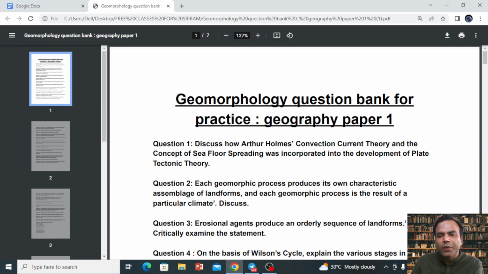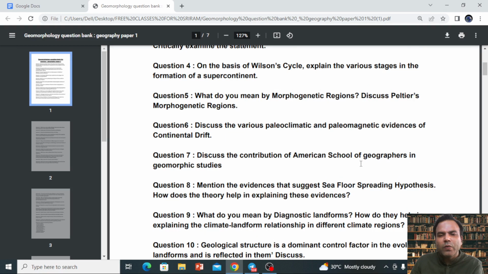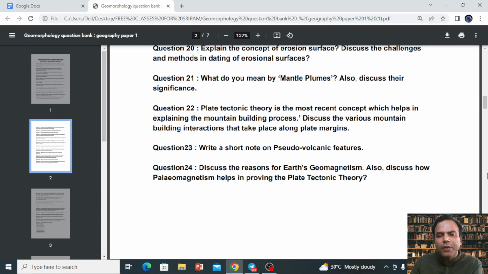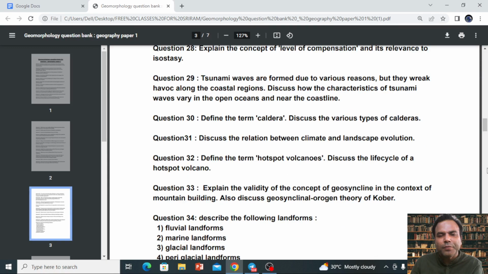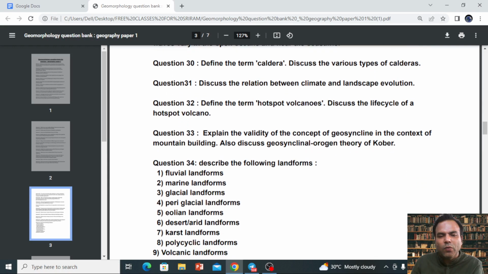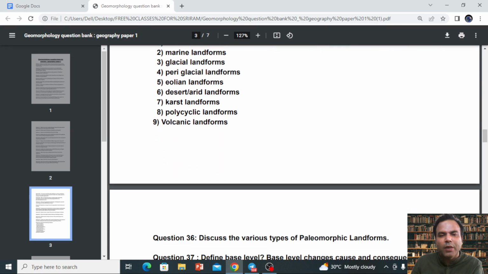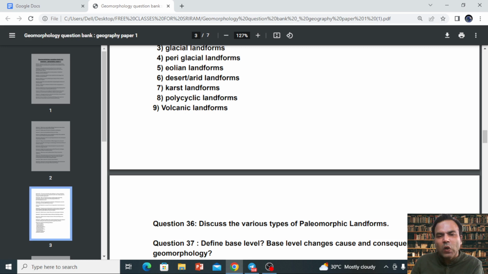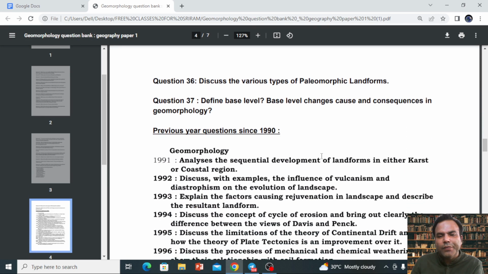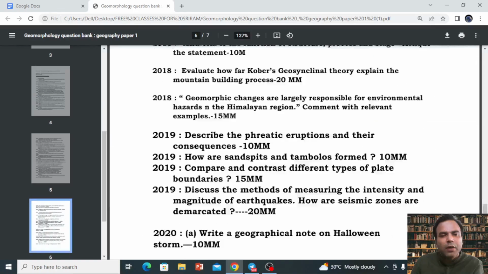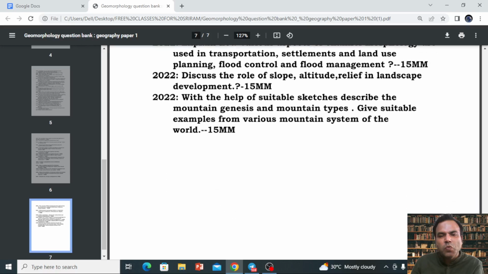So you can do Arthur Holmes convection theory, isn't it or not? Or the American schools of geomorphology, which discuss different geomorphic concepts like Davis concept, isn't it or not? It's an American school. Or even recent proofs for paleomagnetic studies done by the American schools, that also we talked about. If you look at this diagnosis, there are a lot of questions on each, isn't it? All the landforms you can understand: fluvial landform, marine landform, glacial landform, periglacial landform, Aeolian, desertic, karst, polycyclic, or volcanic landforms. So these are the lists from 1990 till what? Till last year 2022 mains, isn't it?